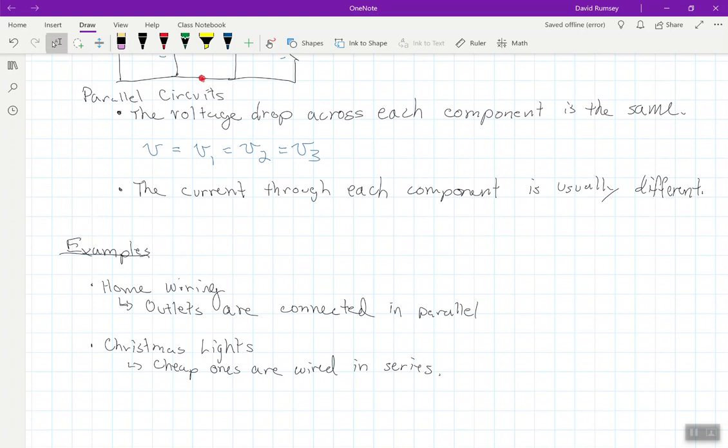Now, more expensive ones are actually wired not in series, because one can burn out, and you can just see the light bulb that's burned out, replace it, and be fine. And those are actually wired in parallel. All right, so in the next video we're going to be discussing some things we can do about combining resistors in series and parallel to get what we will call an equivalent resistance.